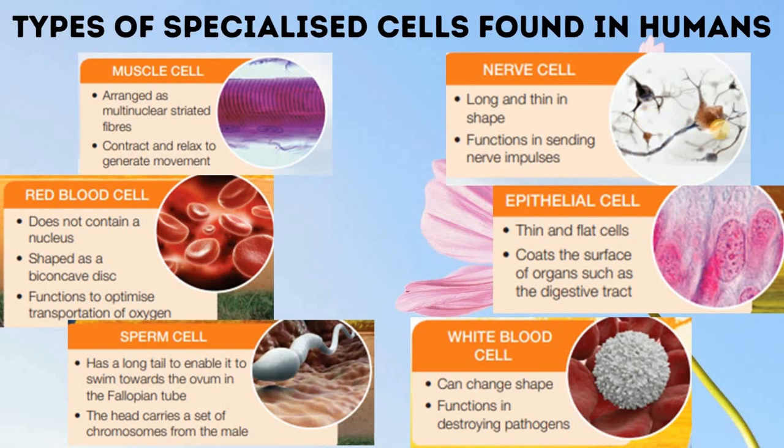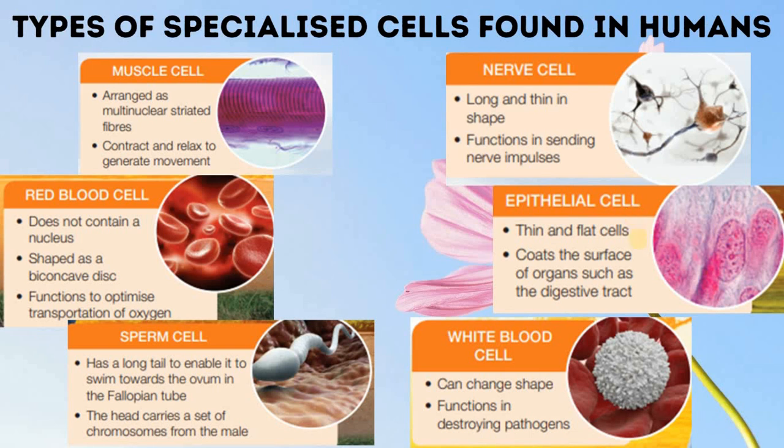Okay, then epithelial cell. Epithelial cells are thin and flat cells that coat the surface of organs such as the digestive tract. Coats or covers the surface of organs such as digestive tract. What is digestive tract? Digestive tract is the alimentary canal, ataupun saluran pencernaan.